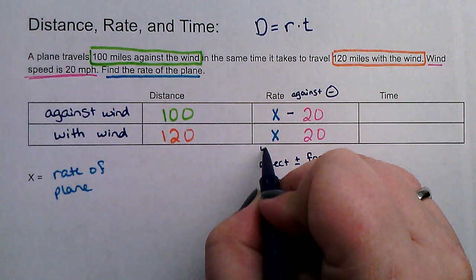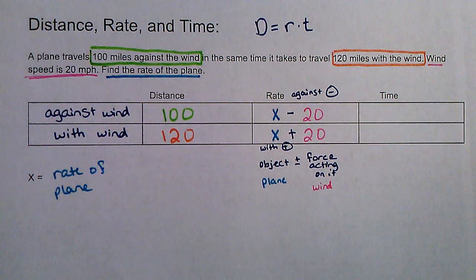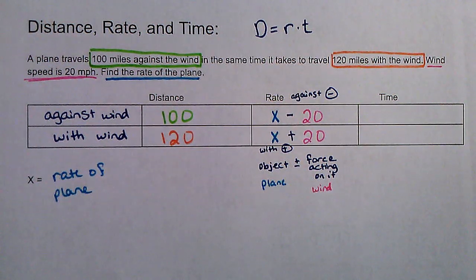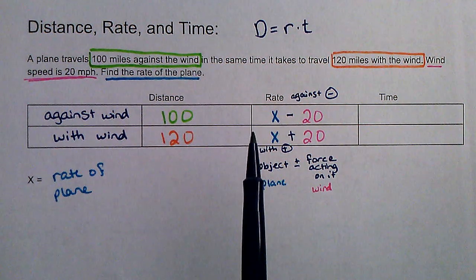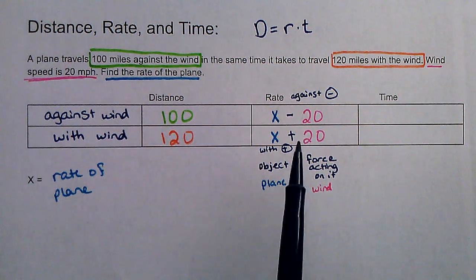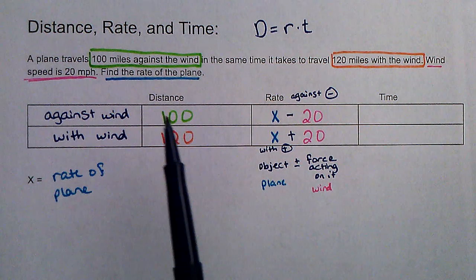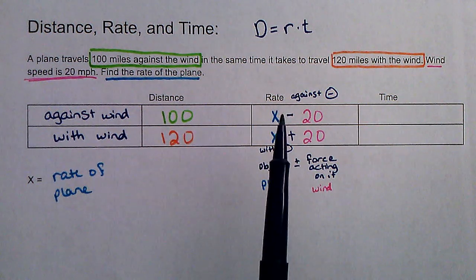When you are going with the wind, you use a plus sign. Because the wind, if it's at your back, can help push you along, or at least it did with this plane. We also notice that it traveled further when we were going with the wind, which is another clue that we need to use a plus here. And we didn't travel as far against it, so that's another clue that we needed to use a minus here.